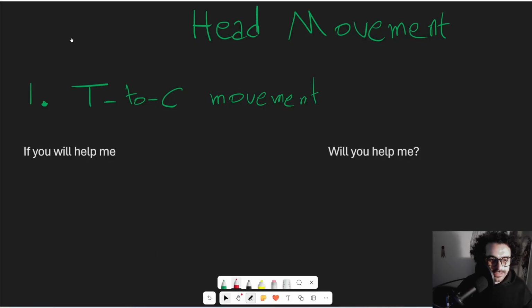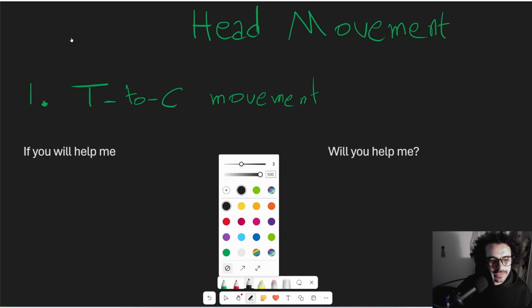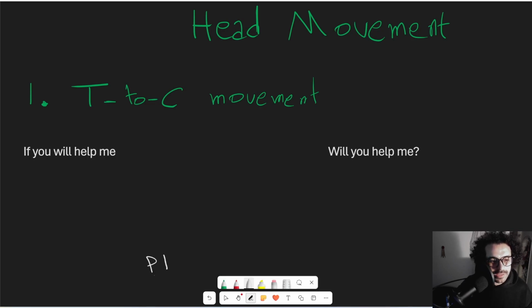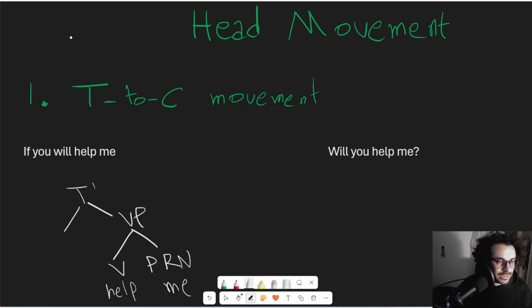So as always, in minimalist syntax, we start from the bottom. The sentence is going to end with a pronoun, the V, R, N. Then from there, we go up to the V, and our V here in this case is help, and the pronoun is me. Now I move on to my T, and this is a finite sentence. It does have inflections, so we're going to have an extended projection. It will give me a T, and the T in this case will be hosting the auxiliary will, and then the TP will give me the pronoun here, PRN, which is you.